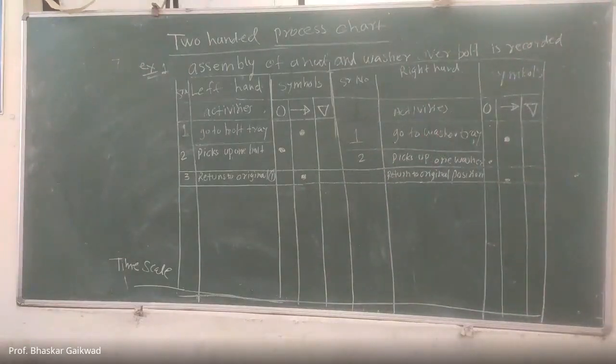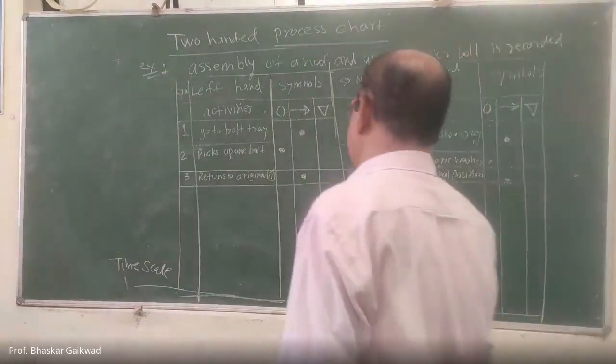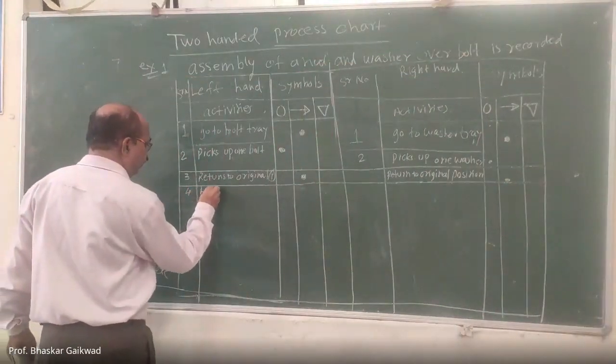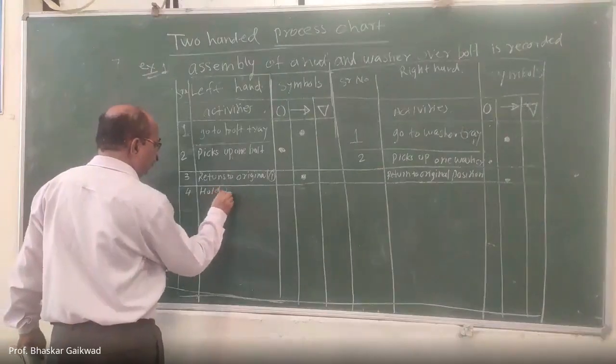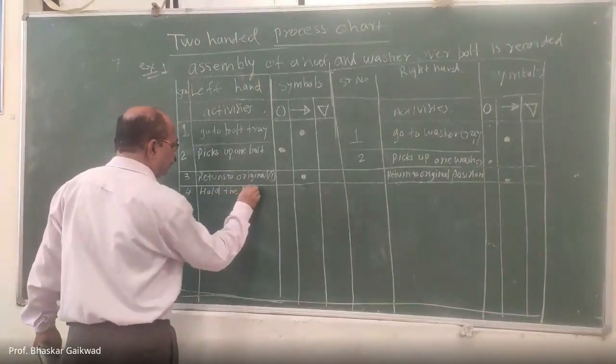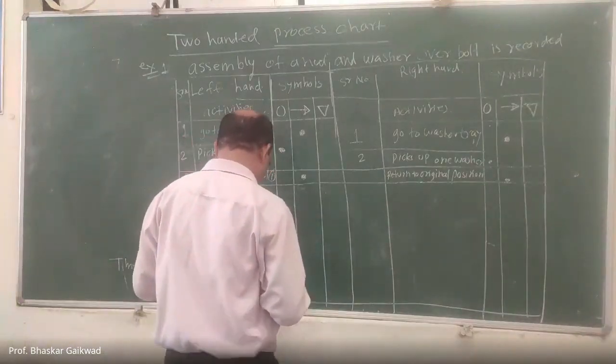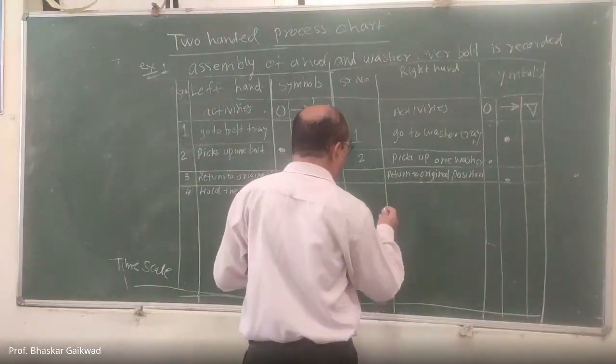Okay, now we go to the fourth activity, that is holding the bolt and assembling the washer over the bolt. Fourth, that is holding. Hold, and assemble the washer over the bolt.